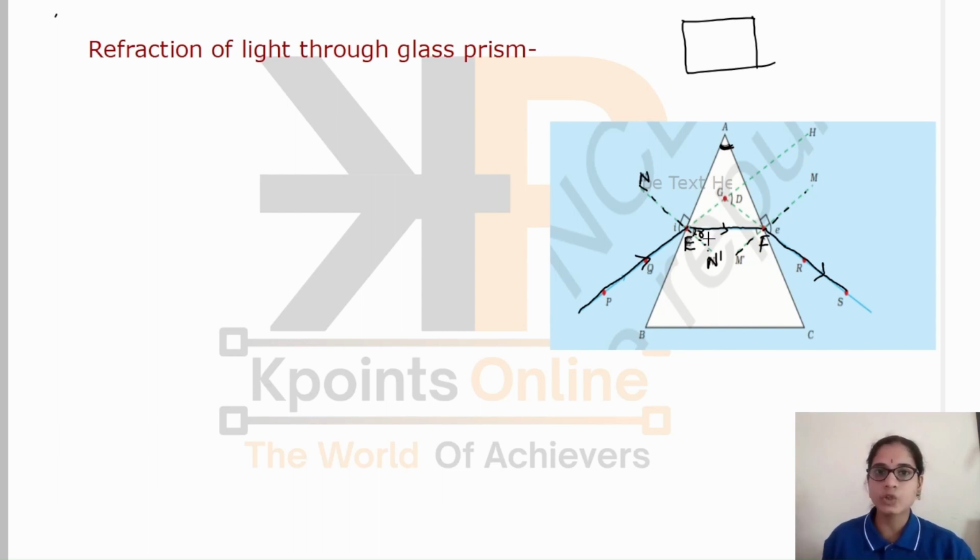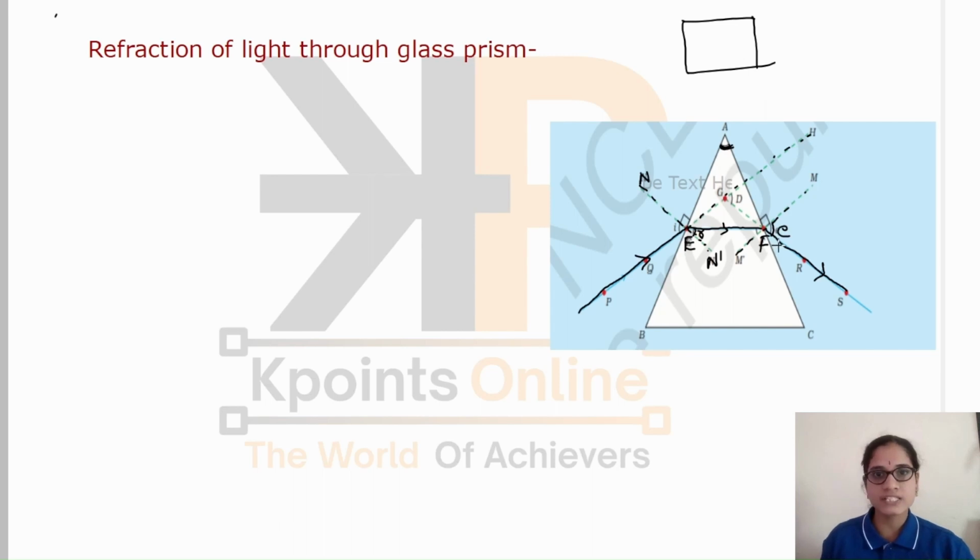So it has undergone refraction twice here, when it was moving from rarer to denser medium, and again when it is moving from denser to rarer medium. And this ray, which is called the emergent ray, is making an angle e with this normal, and this angle is called the angle of emergence. And also see here, in the absence of this prism, the light ray would have traveled along this way, because there was no change in medium in the absence of this prism.